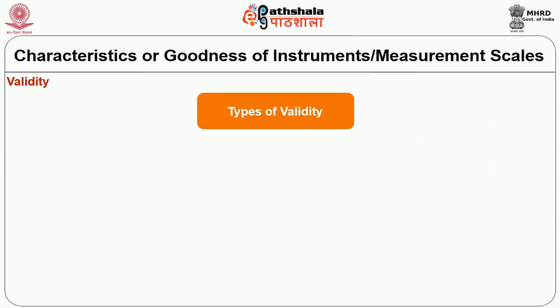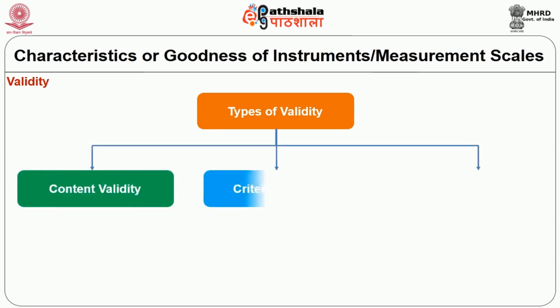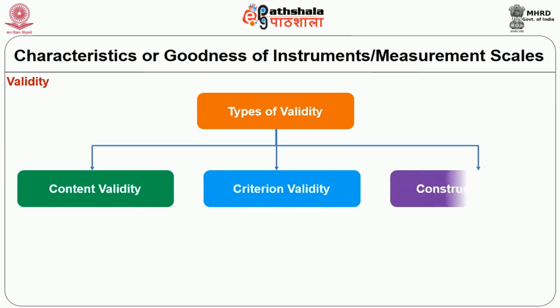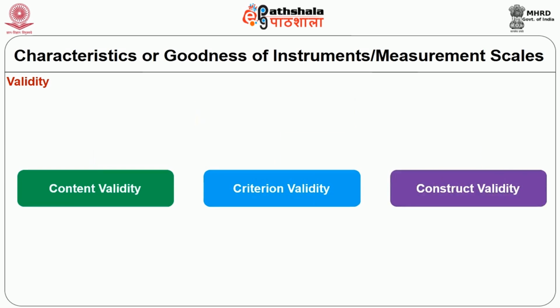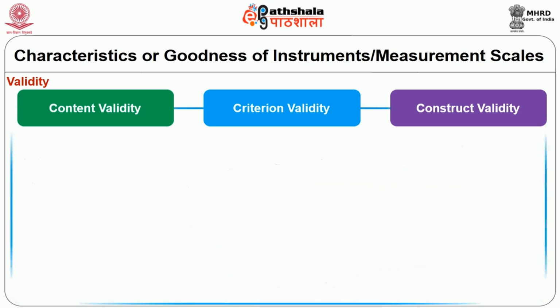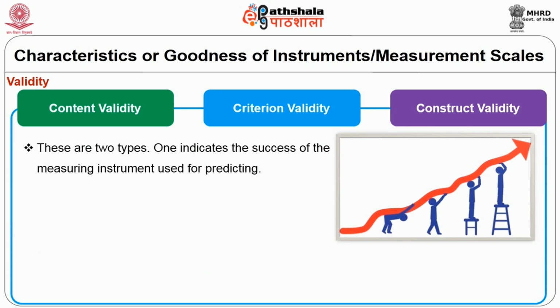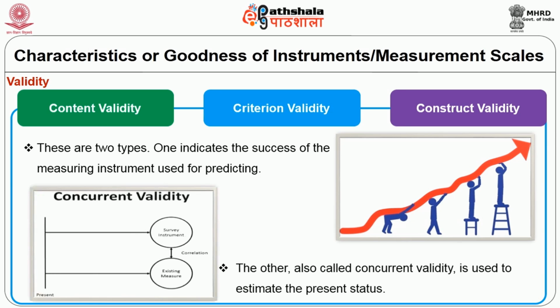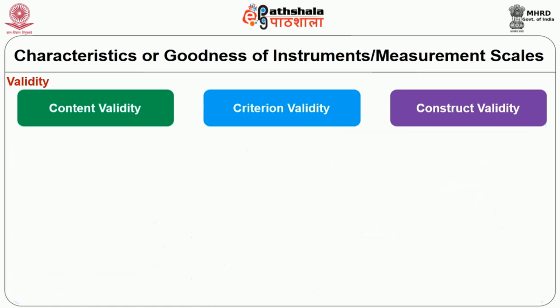Types of validity. There are three types of validity: content validity, criterion validity, and construct validity. Content validity indicates the extent to which the measuring instrument provides adequate coverage of the issues that are under study. Criterion validity has two types. One indicates the success of the measuring instrument used for predicting. The other, also called concurrent validity, is used to estimate the present status.